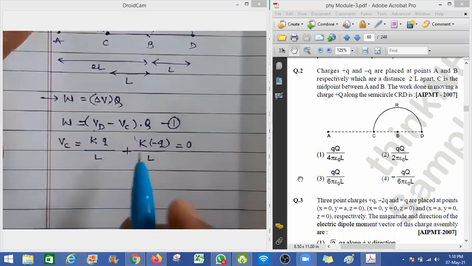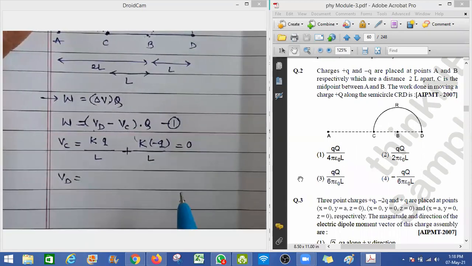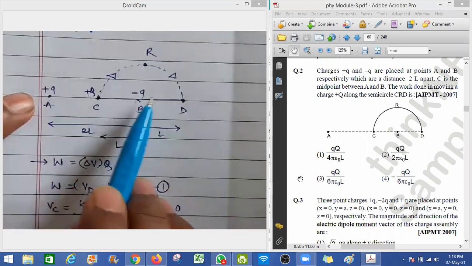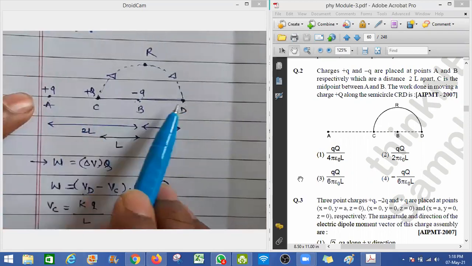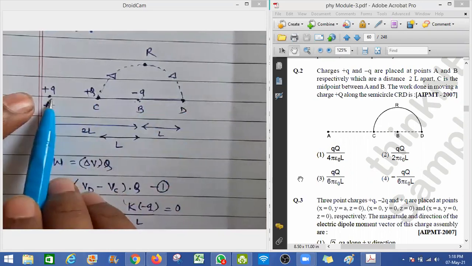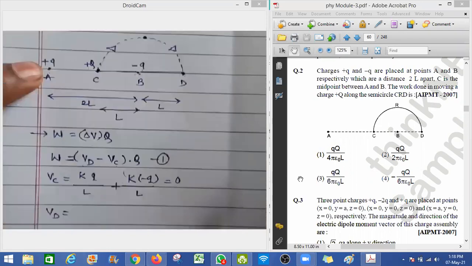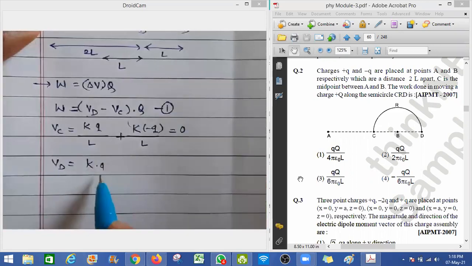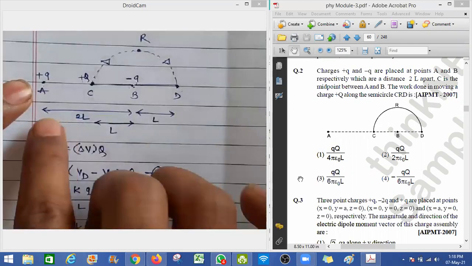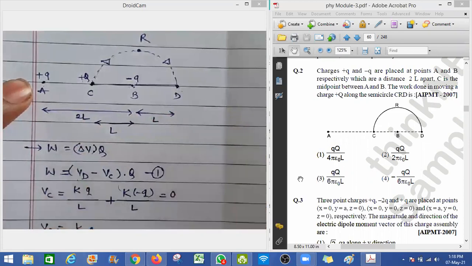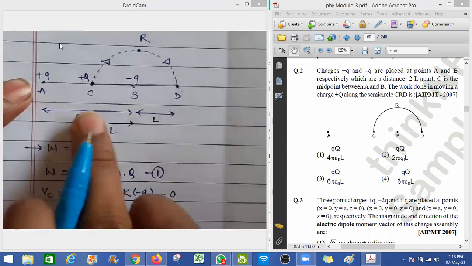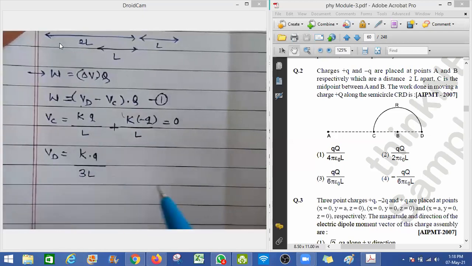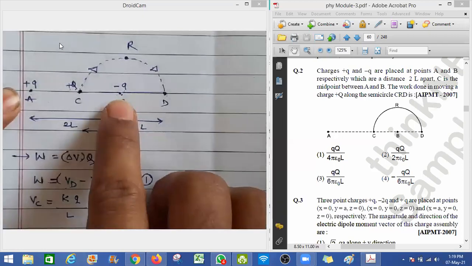Similarly, find out potential at point D and keep on writing along with me. Potential at point D is the potential due to the first charge plus the potential due to the second charge. The formula for potential is kq upon r. So k, where q is small q, upon r. What is this total distance r? This 2L plus L will become 3L. So k q upon r, with r equal to 3L, plus the contribution because of this point B.